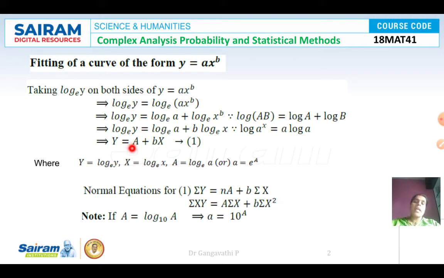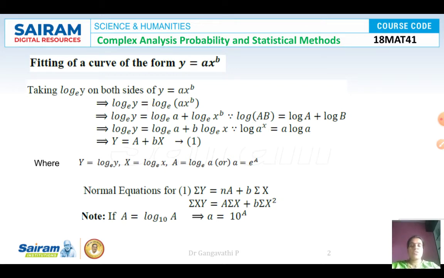Once we get a straight line equation, we can write the normal equations as we have already discussed in the fitting of a straight line part. The same procedure we will apply. The extra part is only this much, and whether in the internals or in the examination, it is a must for you to show this first and then proceed. Here capital Y is log y to base e, capital X is log x, and capital A is log a, or a is equal to e to the power of A. In order to calculate the small a, we are going to use this formula.